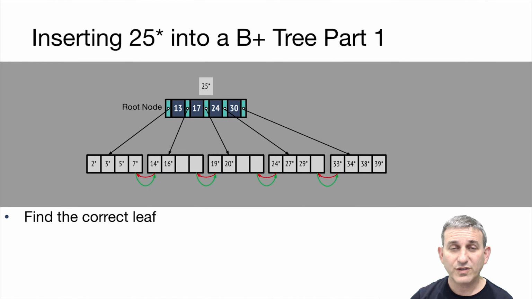Okay, now things get interesting. In the ISAM, we couldn't do insertions other than using overflow pages. In the B plus tree, this gets much more elegant. Let's start with a simple case. We're just going to insert 25 into this little B plus tree we have here.